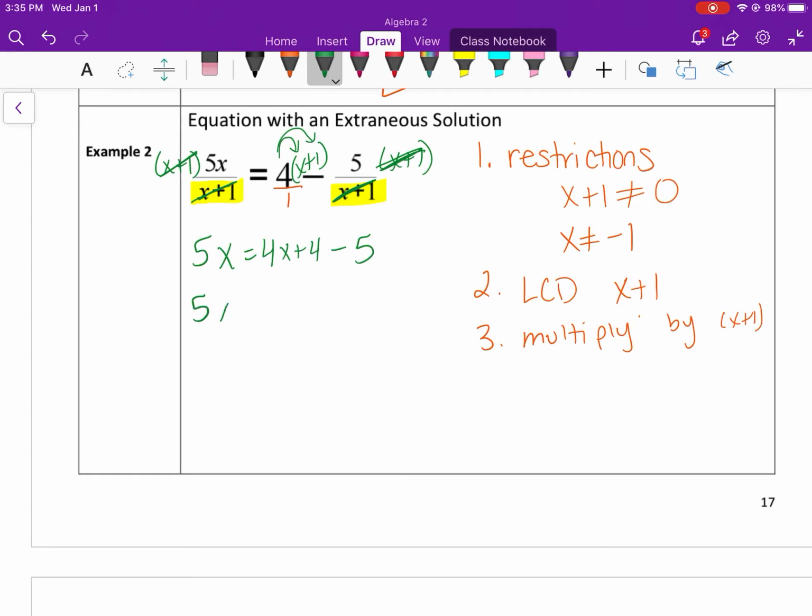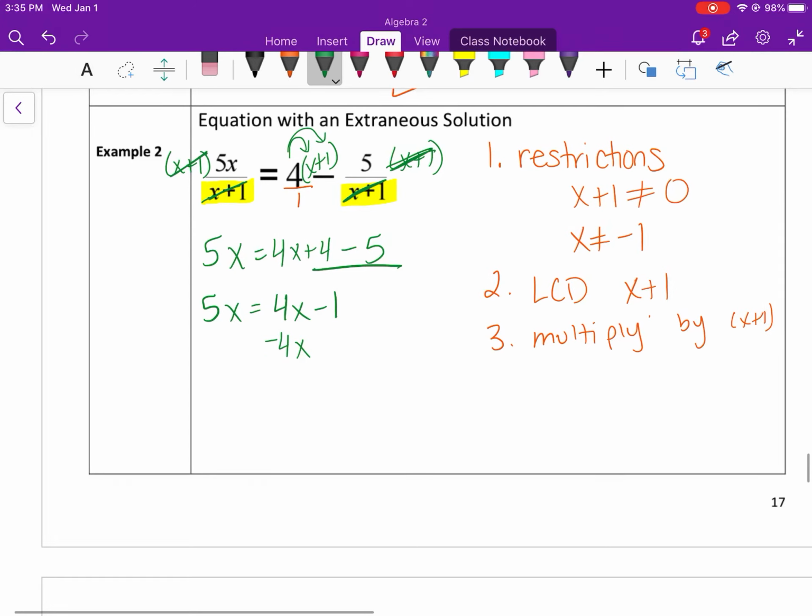Combining like terms, I'm going to get 5x equals, we have a 4x minus 1. And then I'm going to finish solving this by subtracting 4x on both sides because I want my x's on one side and my constants on the other. 5x minus 4x is x. I get x equals negative 1.